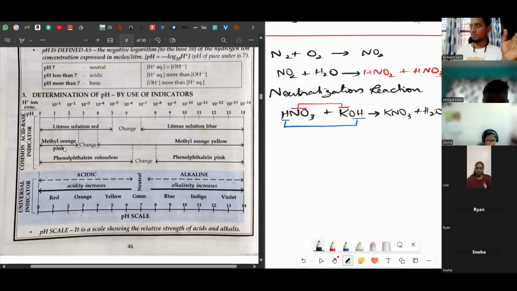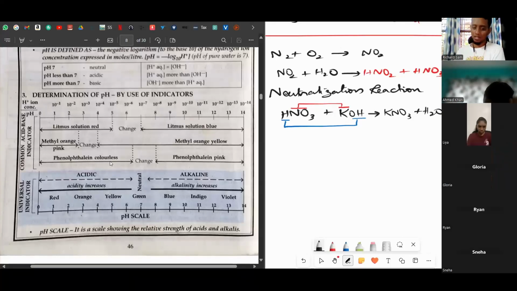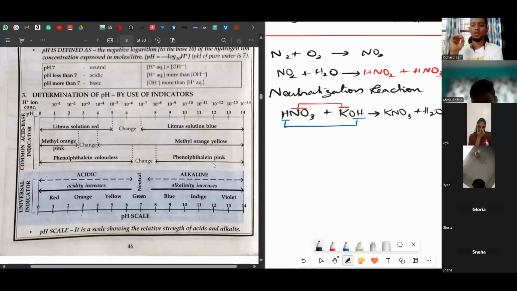It's a strong acid. That's why it turns pink. The pH has to be between 0 and around 3, so that means it's a very strong acid. And then you have phenolphthalein, which is generally colorless. If you put in acid, it will remain colorless, and if you put it in a base, it will turn pink. So these colors you have to learn.